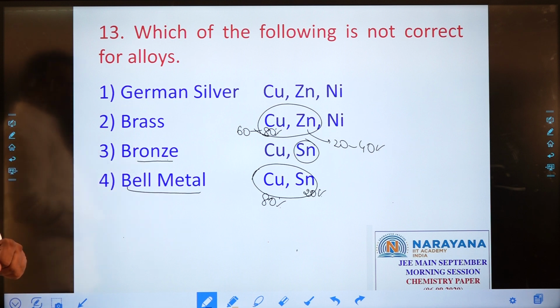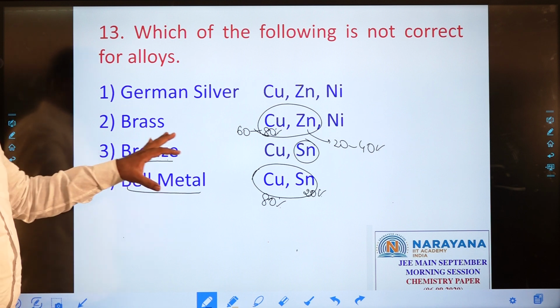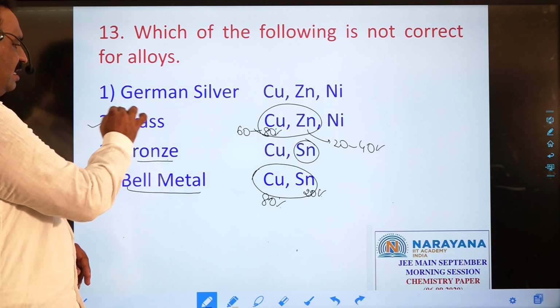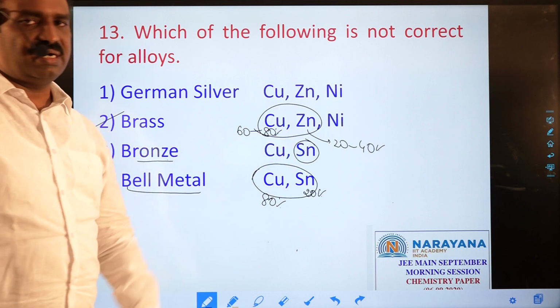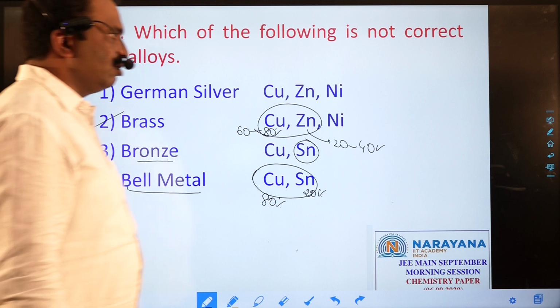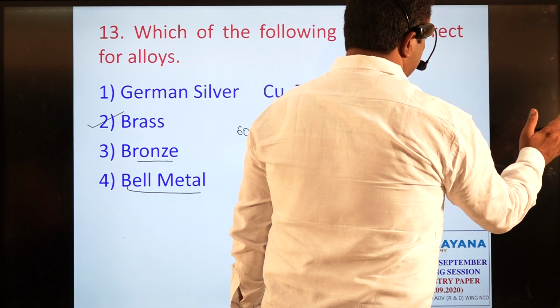That is combination. So among these, you can identify the incorrect is brass. Brass is only copper and zinc. Let me go for the next one.